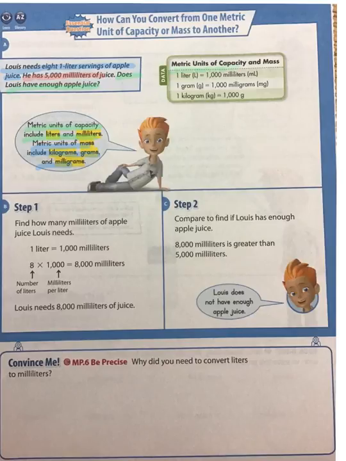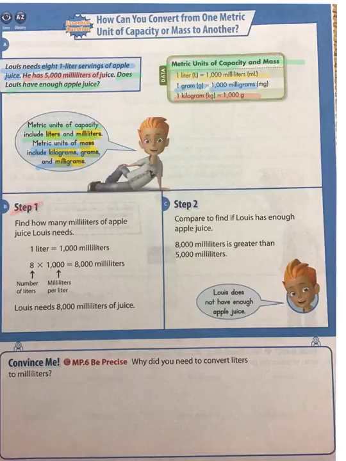Here is our metric units of capacity and mass. We can see that 1 liter equals 1,000 milliliters, and that 1 gram equals 1,000 milligrams. Think of milli as 1,000, that will help you, and also kilo as 1,000. And we have 1 kilogram equals 1,000 grams.